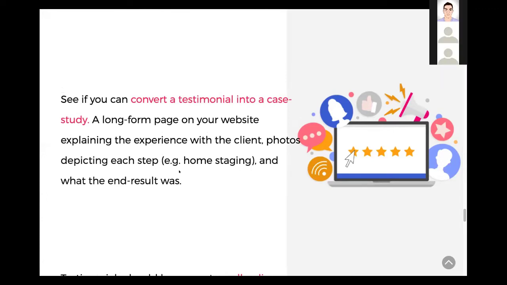So for example, you may take pictures of the home staging process. Maybe you're explaining how it went with the client, and you show the before and after picture. This is what their home looked like before. This is what their home looked like after.